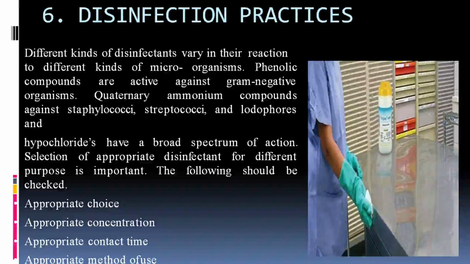Sixth is disinfecting the articles. Different kinds of disinfectants vary in their reaction to different kinds of microorganisms. Phenolic compounds are active against gram-negative organisms. Quaternary ammonium compounds act against Staphylococcus, Streptococci, and Rhodococcus, and hypochlorites have a broad spectrum of action. Selection of the appropriate disinfectant for different purposes is important. The following are to be checked: appropriate choice, appropriate concentration, appropriate contact time, and appropriate method of use.